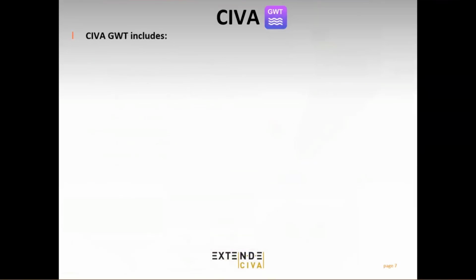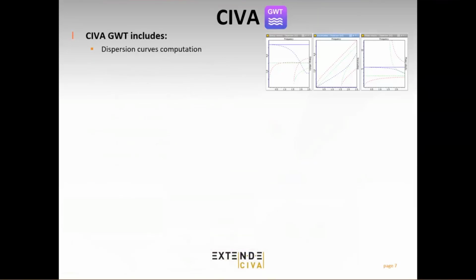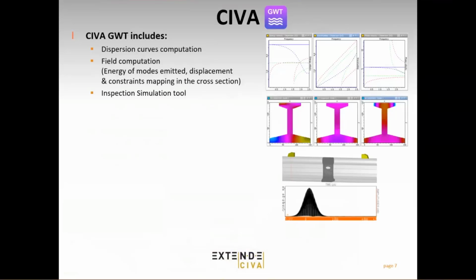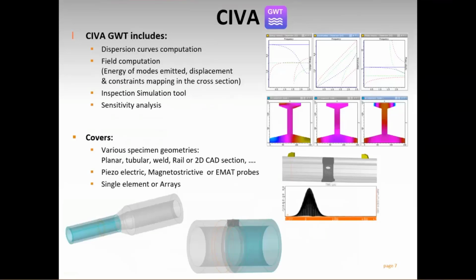CIVA guided waves includes tools to compute dispersion curves, to compute the field on a cross-section of a component, and also to predict A-scan signals due to discontinuities or defects. It also offers sensitivity analysis, and you can cover different specimen shapes and different types of probes in your modeling.